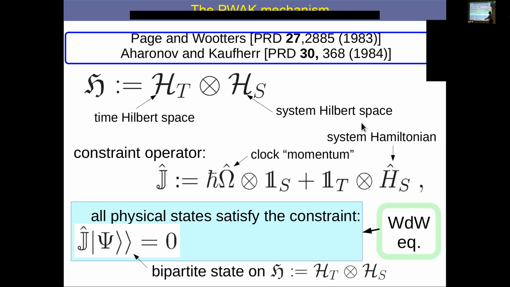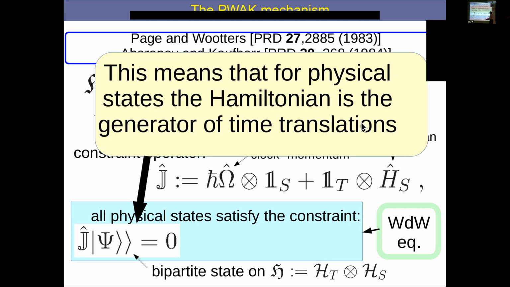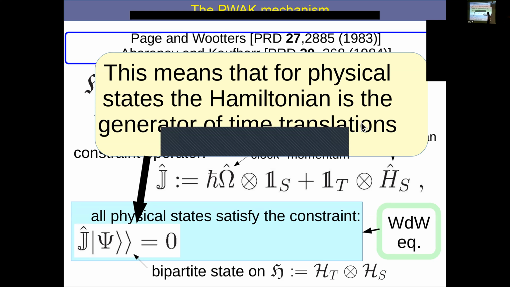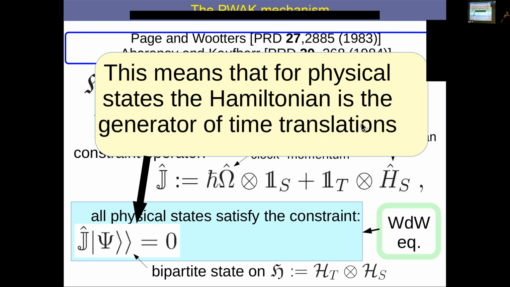If you look at this, it is a kind of Wheeler-DeWitt equation. Why are we doing all this construction? Well, if you look at this constraint, we are just saying that for physical states, the Hamiltonian of the system is the generator of time translations of the clock. That is the clock momentum. That's all it's saying. It's a slight extension to quantum mechanics in which we are using a quantum property as a clock.